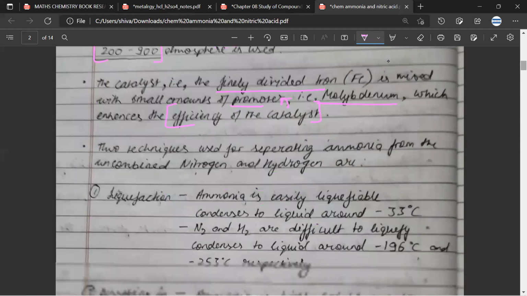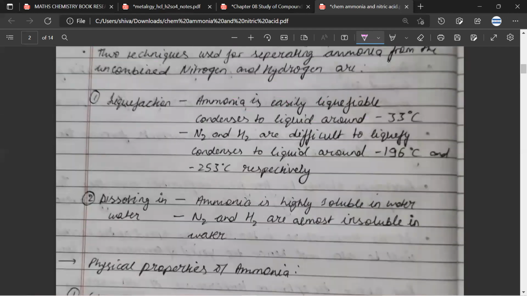Okay, let's move on. These techniques are used for separating ammonia from the uncombined nitrogen and hydrogen. So in the reaction, you have NH3 and you have traces of N2 and H2. So you have to separate these from ammonia. For that, there are two ways. One is liquefaction. In liquefaction, ammonia is easily liquefiable, condensing to a liquid at around minus 33 degrees Celsius. So it is very easily converted to liquid. But if you take N2 and H2, that is nitrogen and hydrogen, they are very, very difficult to liquefy because they liquefy only at very low temperatures, around minus 196 degrees Celsius and minus 253 degrees Celsius respectively.